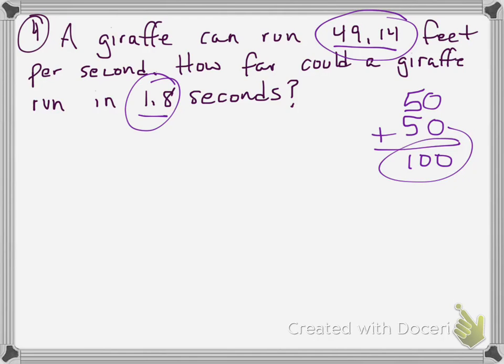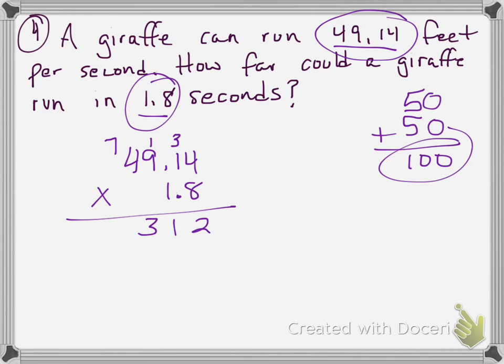So the way I would solve this is I would say, well, I have 49 and 1400ths, and I'm multiplying that by 1 and 8/10 seconds. 8 times 4 is 32, put down the 2, carry the 3. 8 times 1 is 8, plus 3 is 11, put down the 1, carry the 1. 9 times 8 is 72, plus 1 is 73, carry the 7. 8 times 4 is 32, plus 7 is 39. Cross out my carries so I don't do those again.